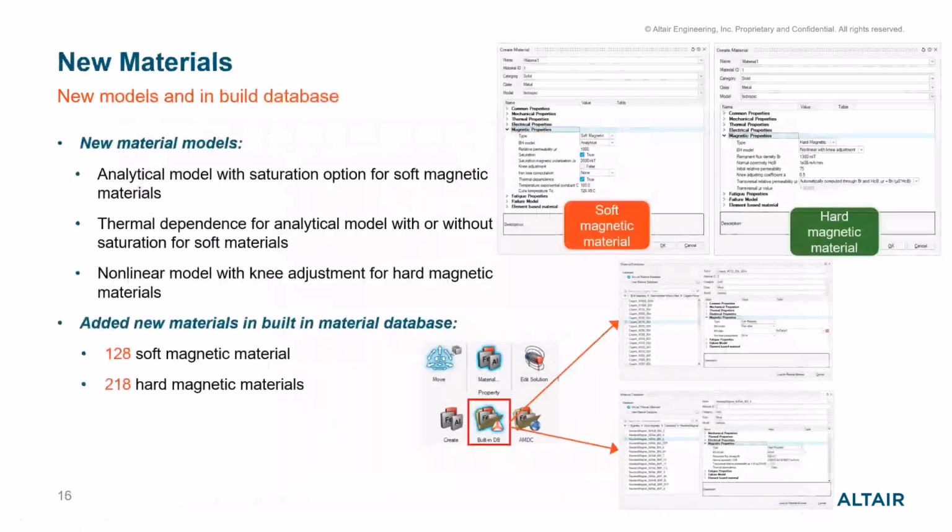About magnetic materials, we added 346 new material types in the built-in database. So new material models are available to better represent the real behavior of the device. Analytical model with saturation. We added the analytical model with saturation option for soft magnetic materials, and also the thermal dependency. And for hard magnetic materials, the nonlinear model with knee adjustment is now available. So is for sure a big improvement.